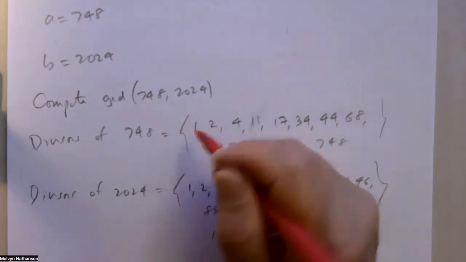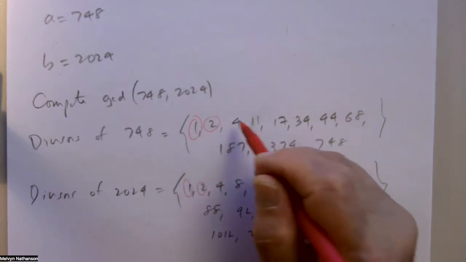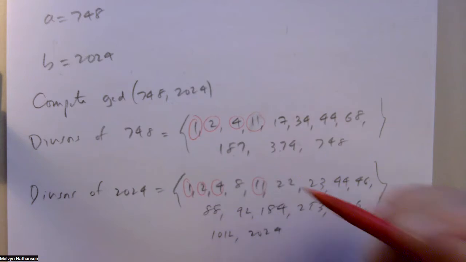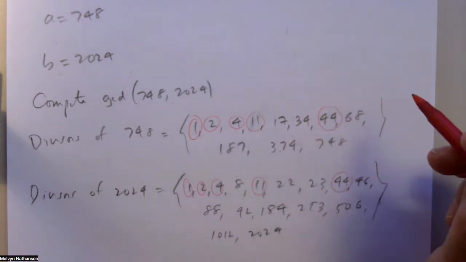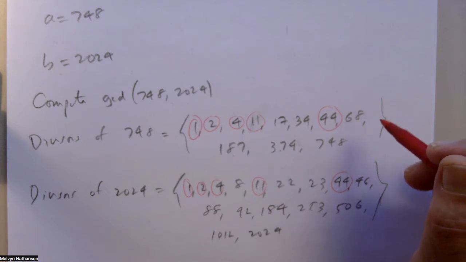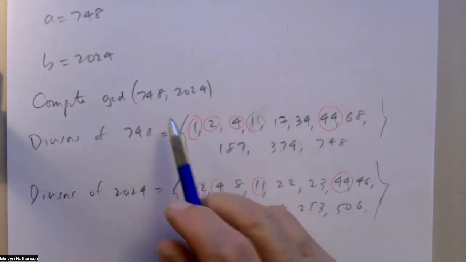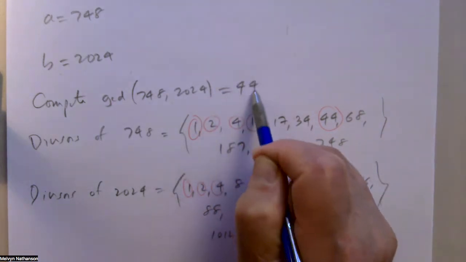Let's see. 1 divides both, of course. 2 divides both. 4 divides both. 11 divides both. 44 divides both. That looks like the largest. So the GCD, the greatest common divisor of these two numbers, is 44.